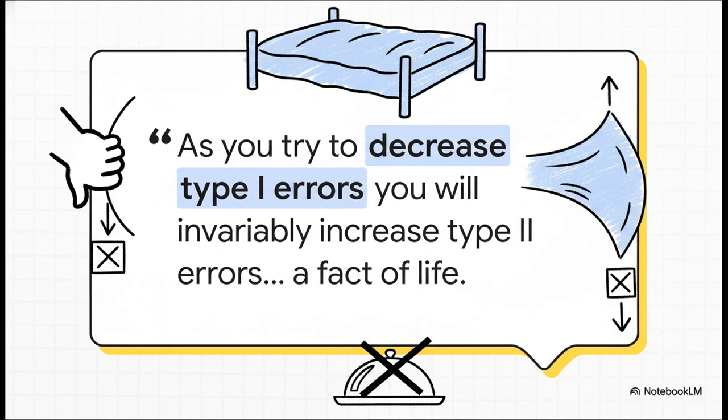Yeah, this is the classic, unavoidable trade-off. It's kind of like a waterbed. If you push down on one side, let's say you get really strict to lower your risk of a type I error, the other side just pops right up. Your risk of a type II error, of missing a real effect, goes up. There is just no free lunch in hypothesis testing.